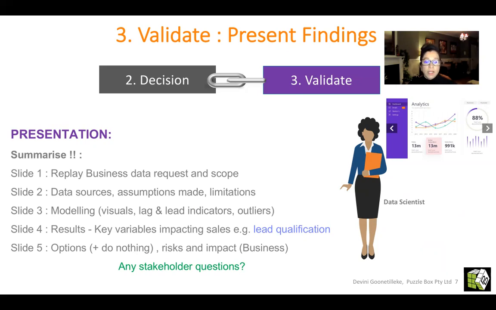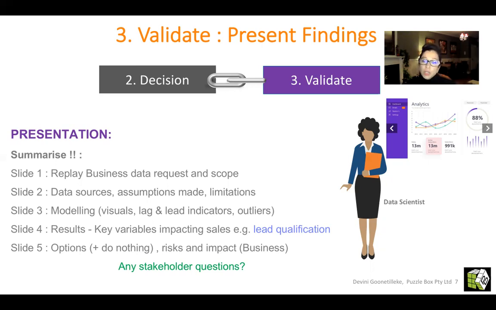So if I'm looking at a summary, what would I be looking at? So in slide 1, the first slide I'd look at replaying the business data request. So that was the business question that you were answering and the scope that you were given. This is a protection for yourself as a data analyst, because you're actually replaying to them, this is what you told me. If there was any conflict with that, all of a sudden it stops right there.